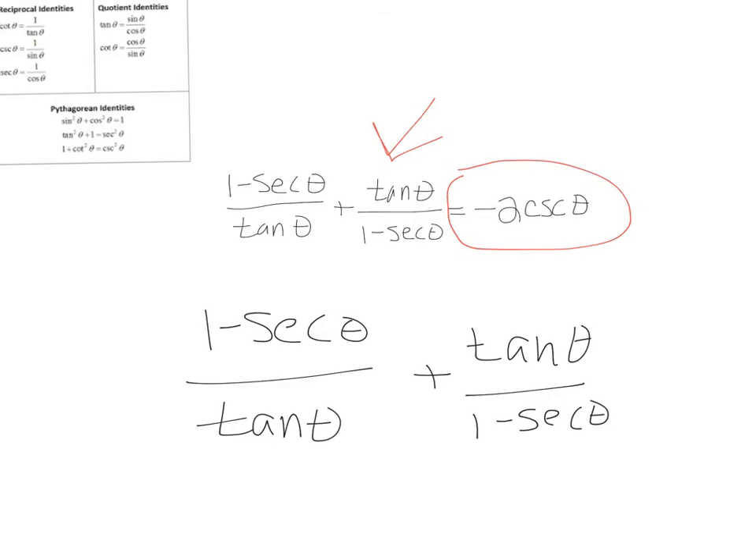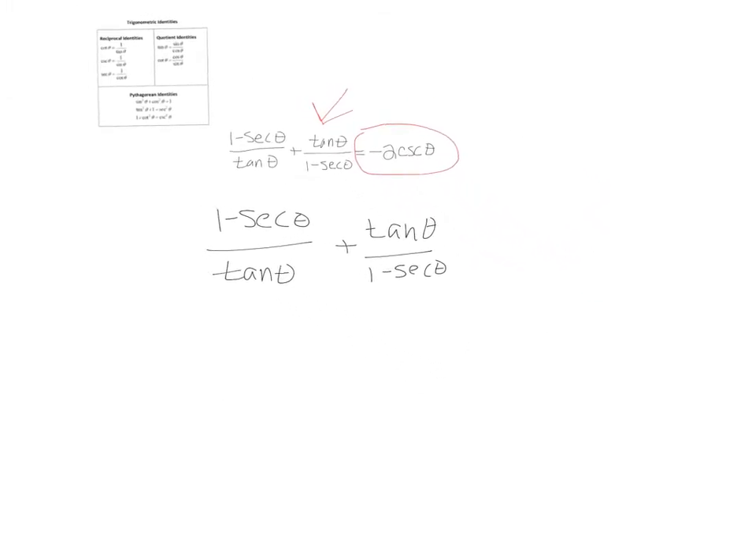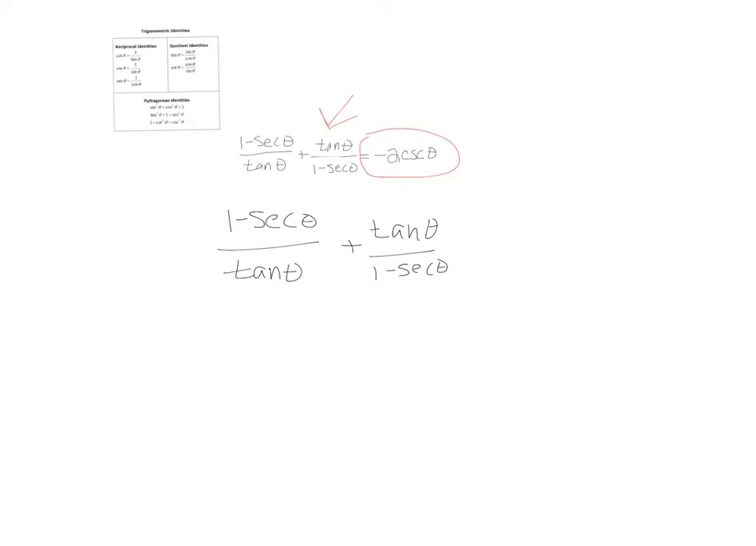And I'm going to add the fractions. In order to do that, I need a common denominator. The easy one to do is this one over here on the right, and we're going to just multiply it by tan theta over tan theta. And over here on the left, we're going to multiply by 1 minus the secant theta over 1 minus the secant theta. That's going to give us the common denominators.